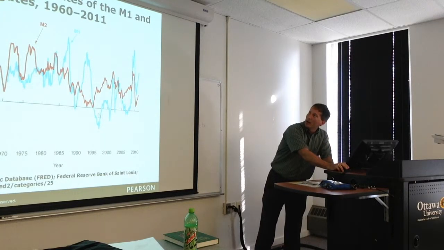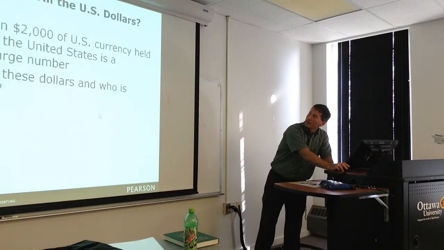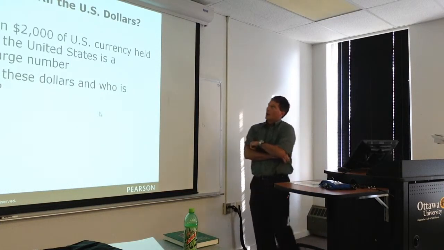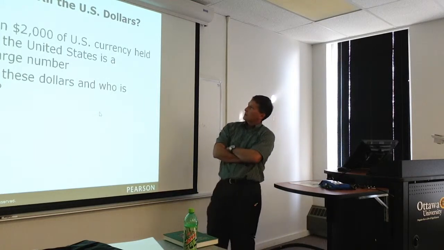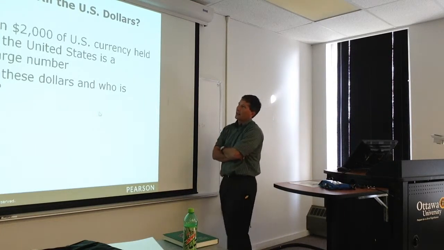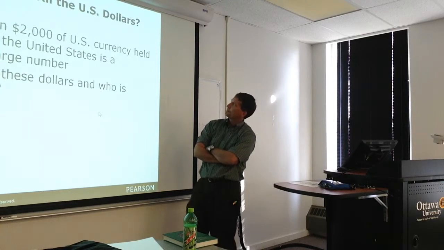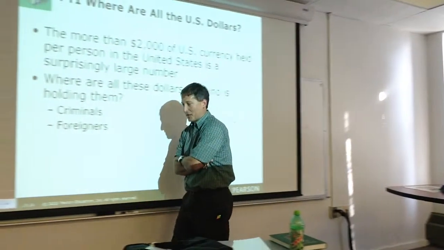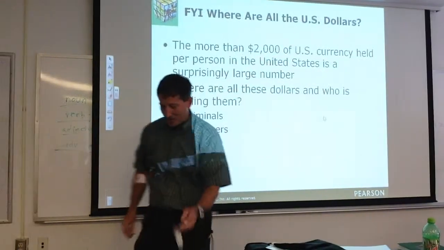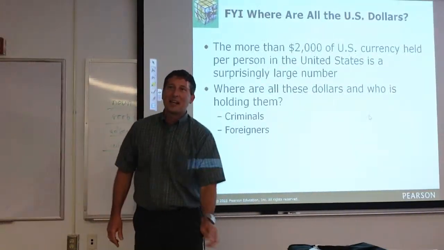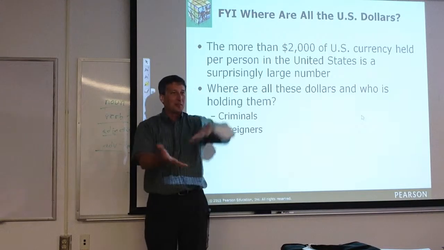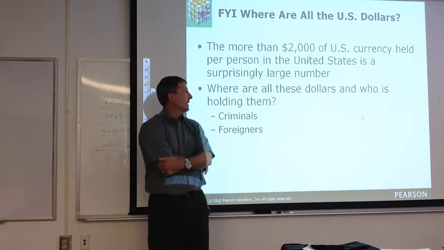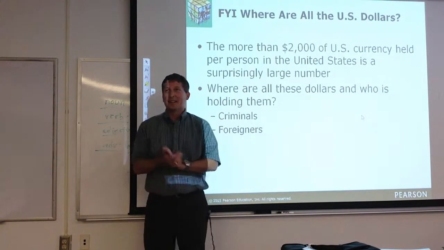All right, let me back up the slide here. So there's $2,000 of U.S. currency held per person in the United States. So where is all the money? So $2,000. How many people have that? I've got some of it here in my wallet. You know, how much do we have tucked away? How many grandmas have a big old safe full of currency? And then, how about the drug dealers?